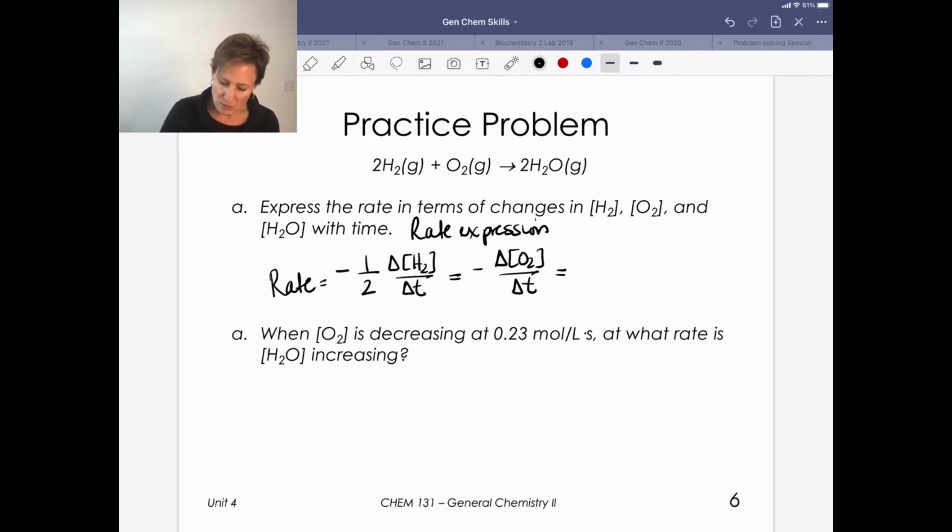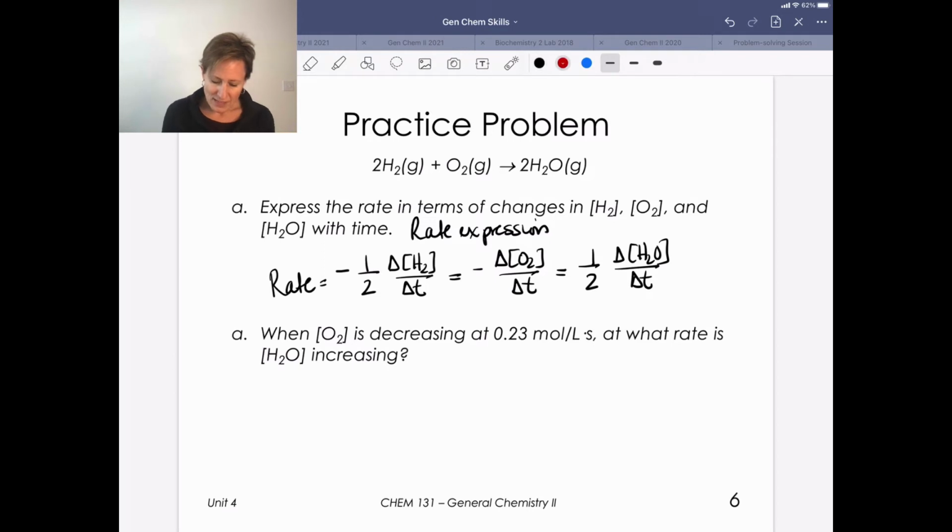And that's equal to the appearance, and again, I've got a coefficient there, so that becomes 1 over that coefficient, so 1/2, okay? And then it's a change in the concentration of water as a function of a change in time. So hopefully that made sense with how you write a rate expression. Now let's practice using a rate expression.